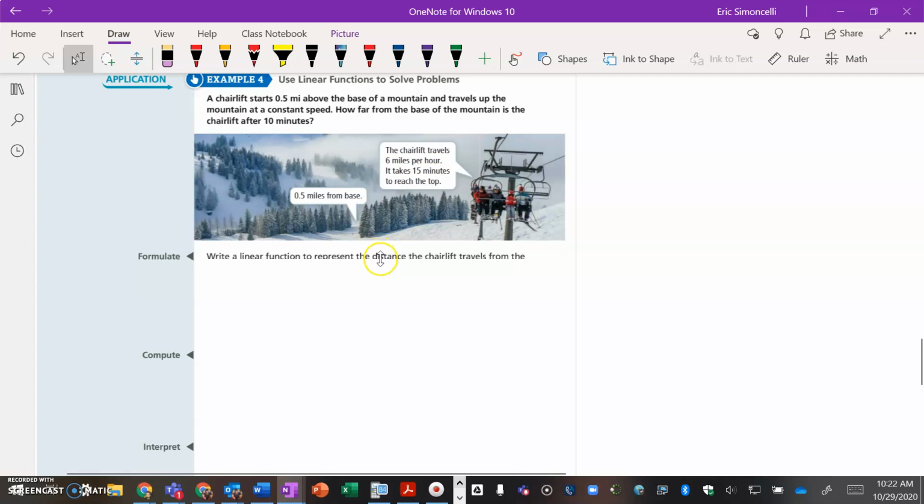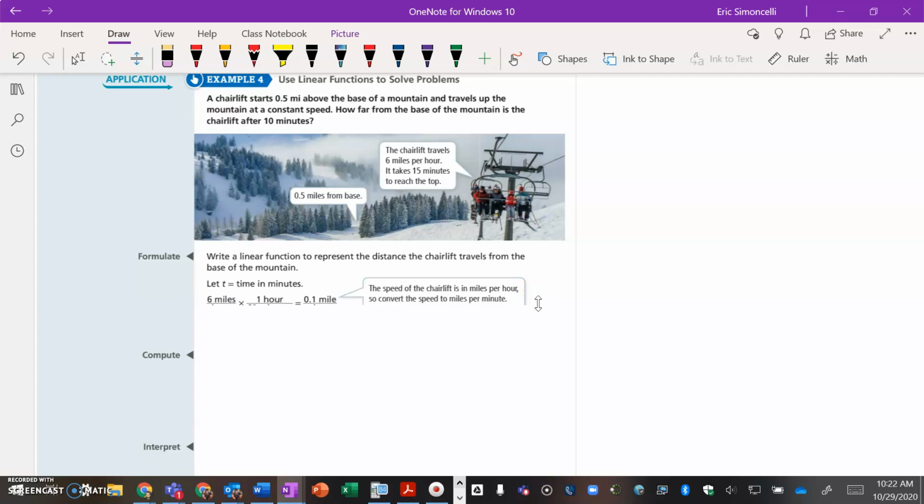Let's formulate. Write a linear function to represent the distance the chairlift travels from the base of the mountain. Let t equal time in minutes. The speed of the chairlift is in miles per hour, so convert the speed to miles per minute. Just an added little conversion step. So 6 miles per hour, there's a rate again. Multiply times 1 hour over 60 minutes. We'll be able to cancel our units. Hours divide out. So you can multiply across, 6 times 1 divided by 60, which is 0.1 miles per minute.